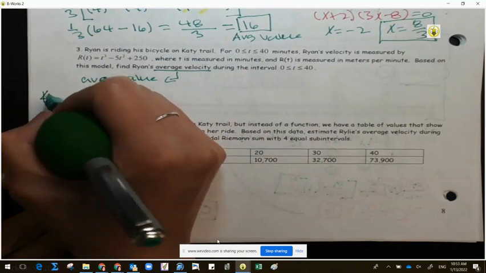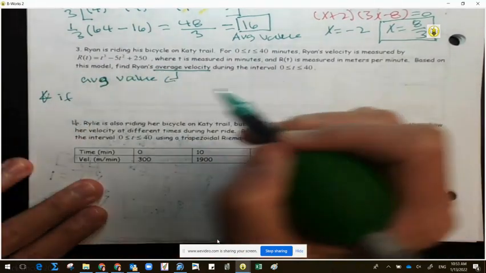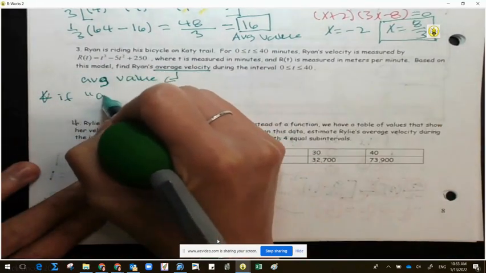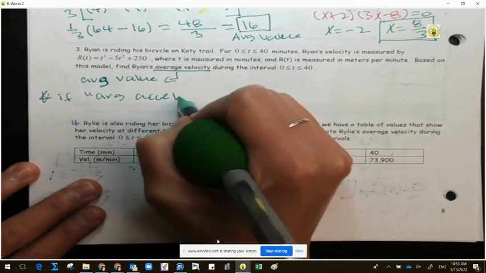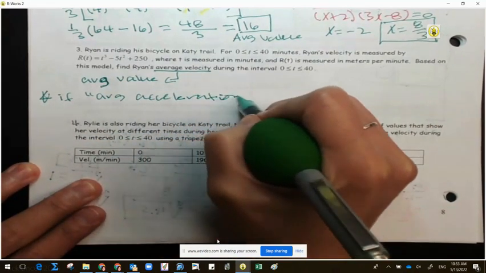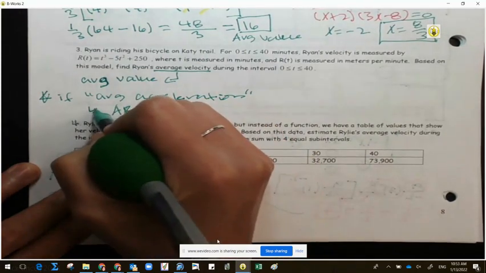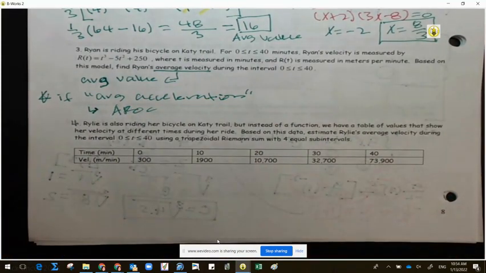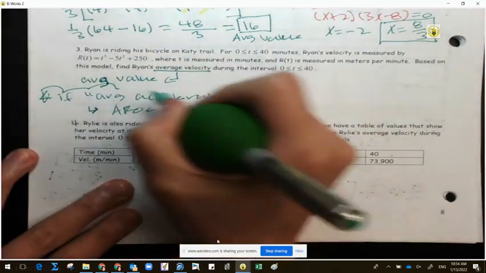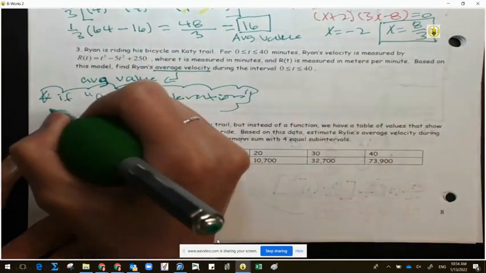Write something on the side. If it says, instead of average velocity, average acceleration, then it's AROC. So be really careful when you're looking at the phrases. Is it really asking for AROC or just average value by the formula? If you can't differentiate that, your answer is completely wrong. So I'm going to bubble this off to the side to say, well, not really relevant.